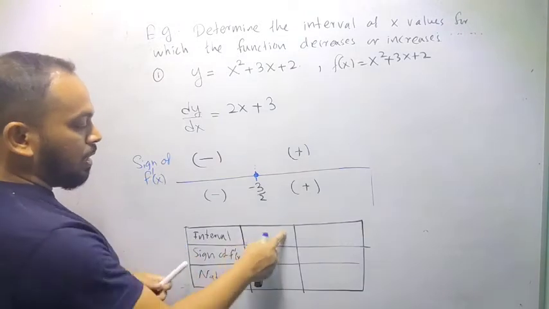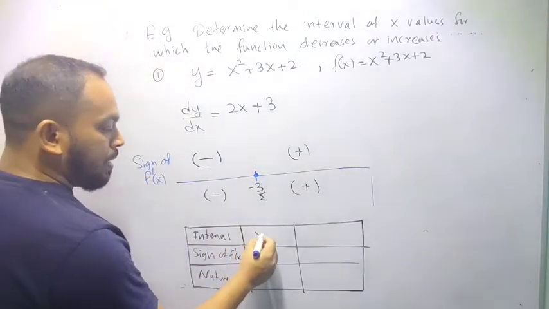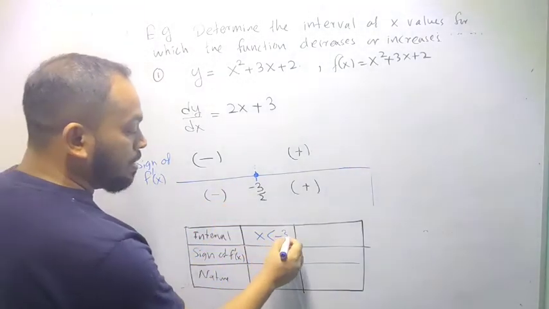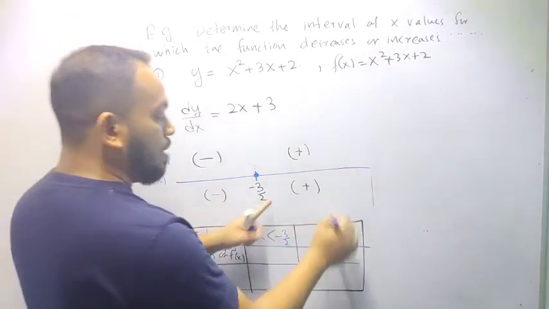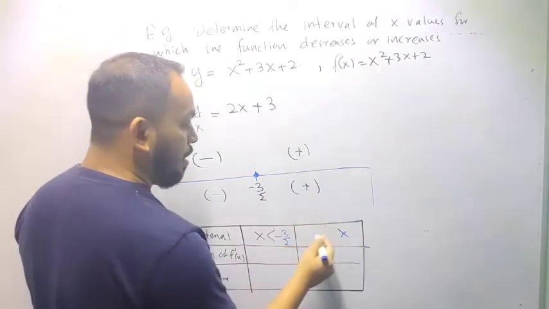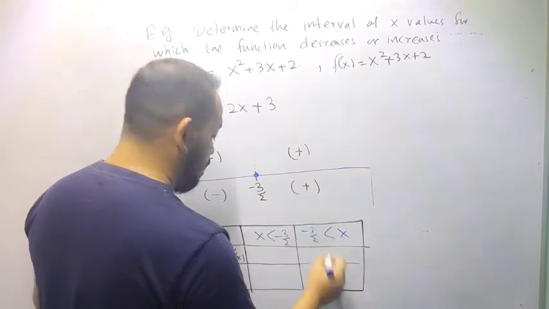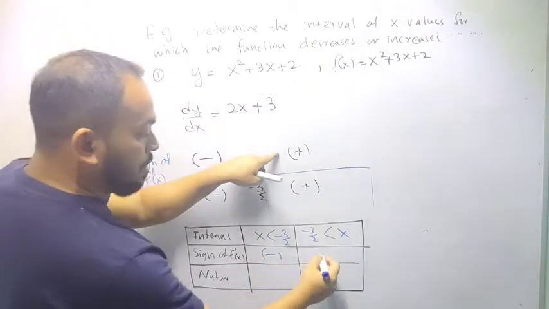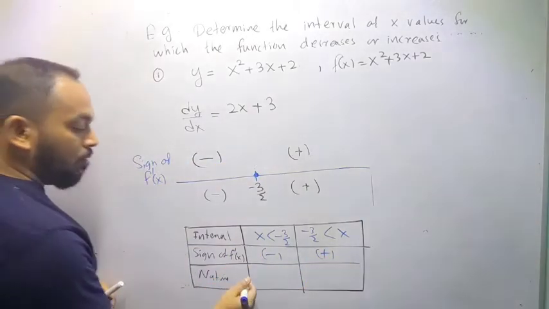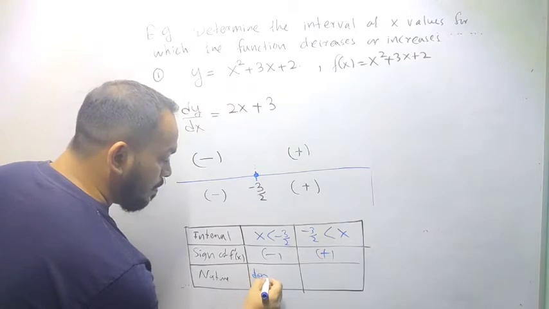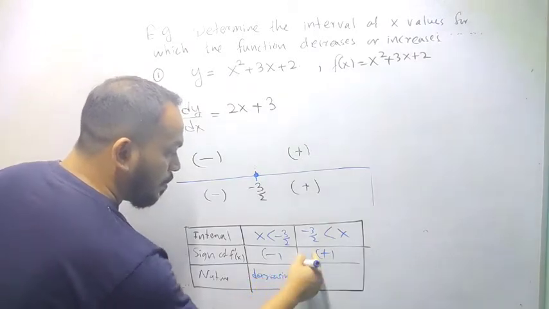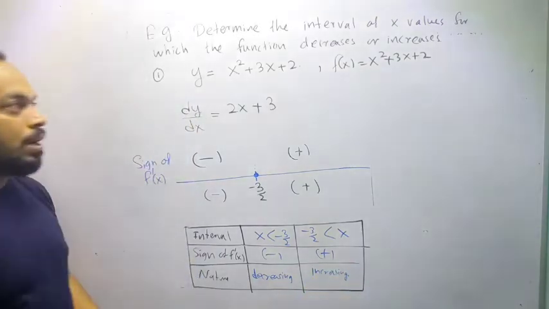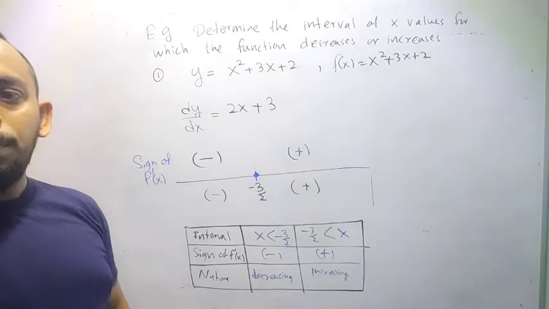Now mention the interval. If we are in this region, that means x is less than minus 3 by 2. If we are in this region, our x would be greater than minus 3 by 2. Sign, look for this. This is negative and this is positive. Negative means decreasing. Positive means increasing. Right. So let's look at another example.